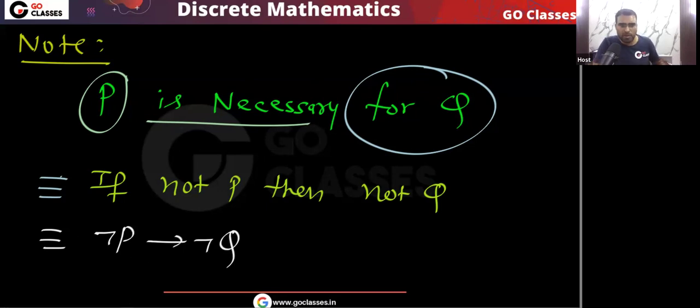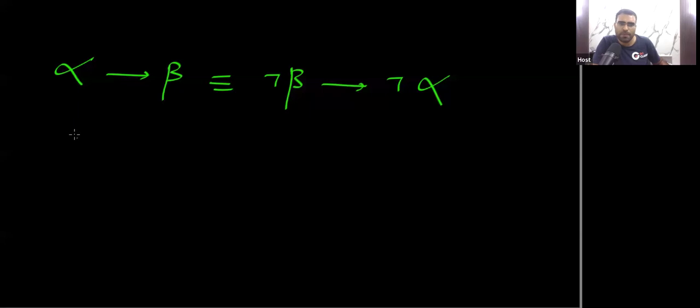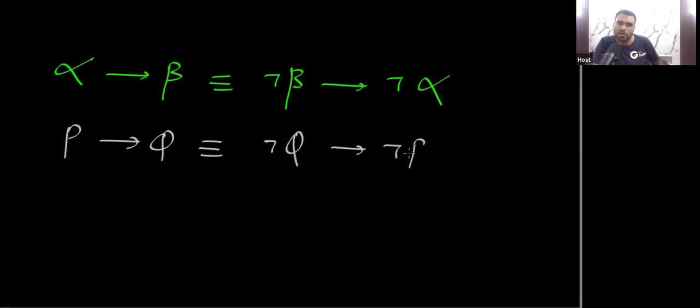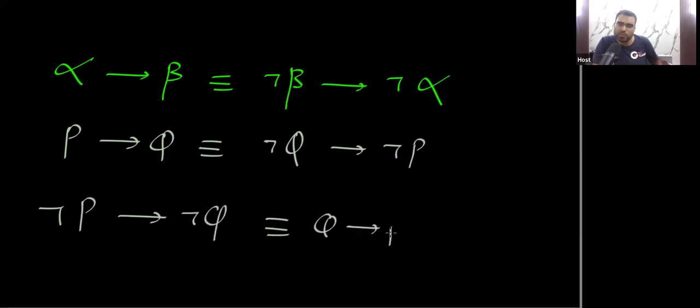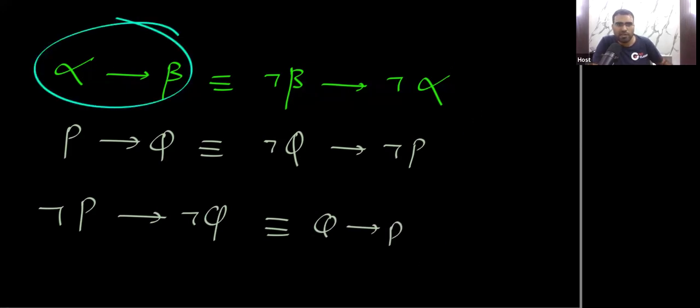And do you remember I told you alpha implies beta? That is same as negation beta implies negation alpha. This we have already seen: P implies Q is same as negation Q implies negation P. So tell me, negation P implies negation Q. Can I say that will be same as Q implies P? Yes or no?